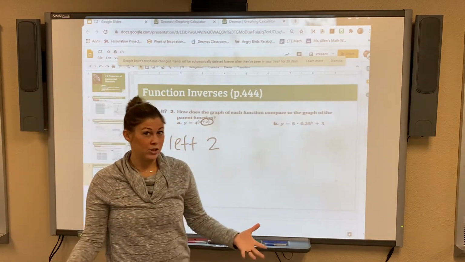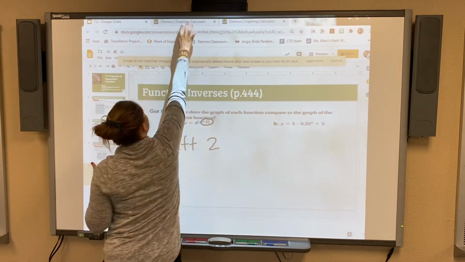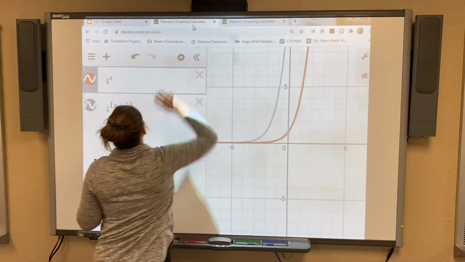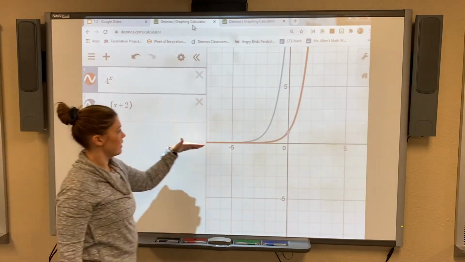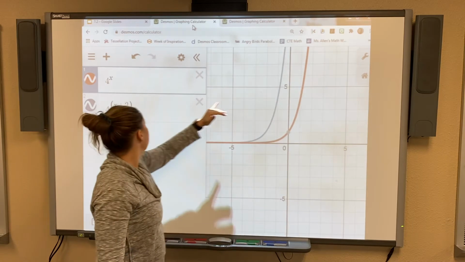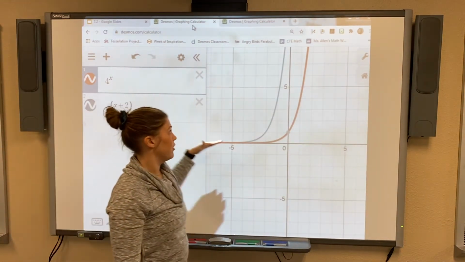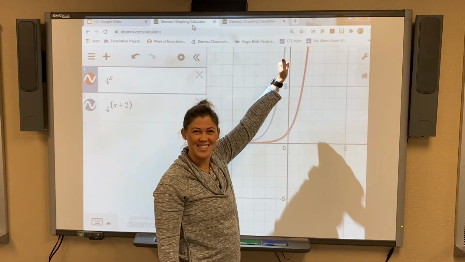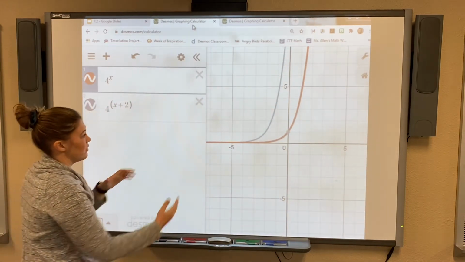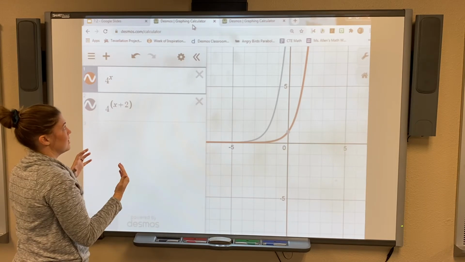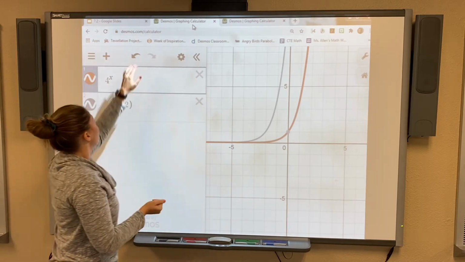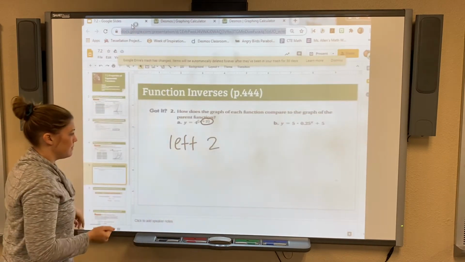And what can we do to check it? Desmos. So I pulled them up here. So we have y equals 4 to the x as our parent function, our red. And then y equals 4 to the x plus 2 is 2 units to the left. Okay, so if you can see, the transformation is left 2 units. And you can always pull it up in Desmos to check your answer.